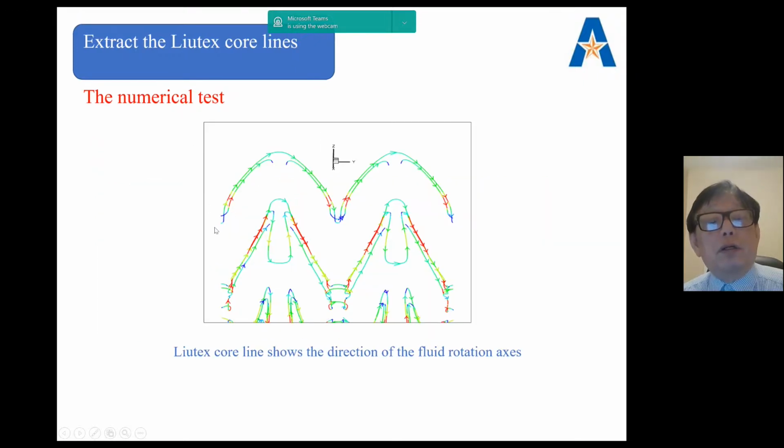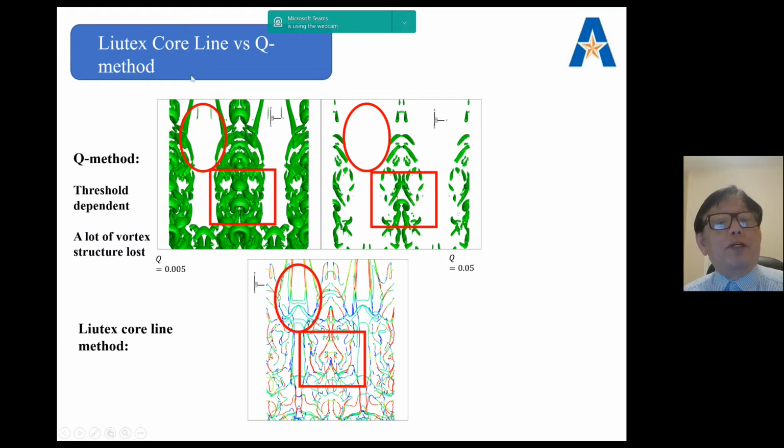Also, the Newton's core line can show the rotation axis direction. We can find what the rotation direction is, but not from Q or lambda Ci. No, but from the Newton's core line. We can compare with the Q method.